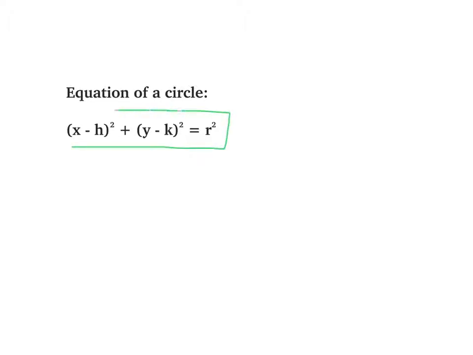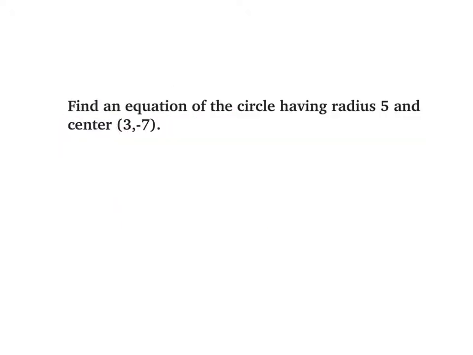So equation of a circle looks like that. The center of the circle is the opposite of what's inside your parentheses. The radius of the circle, the radius is r, which is the square root of what's over there. So I'm going to show you a couple of these real quick. The first thing I'm going to do is give you some information and say find the equation of a circle with the radius 5, and there's your center.